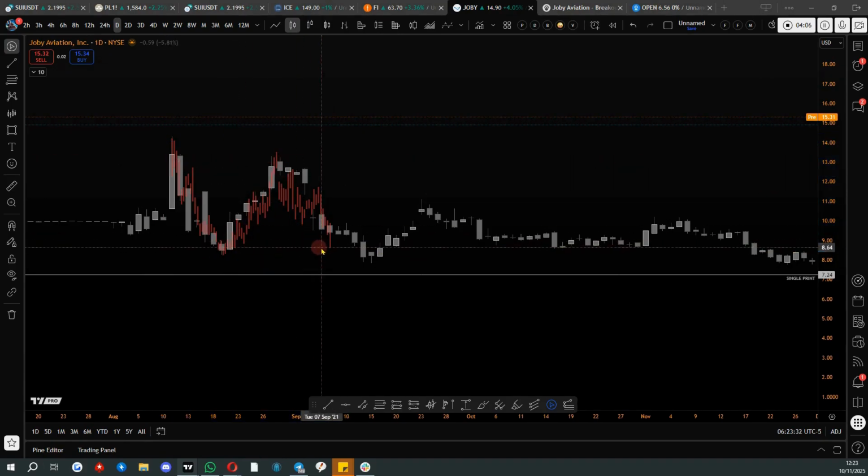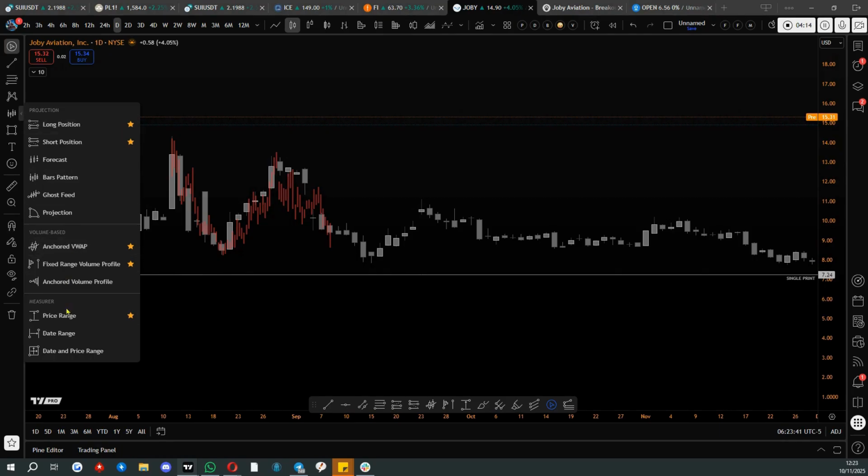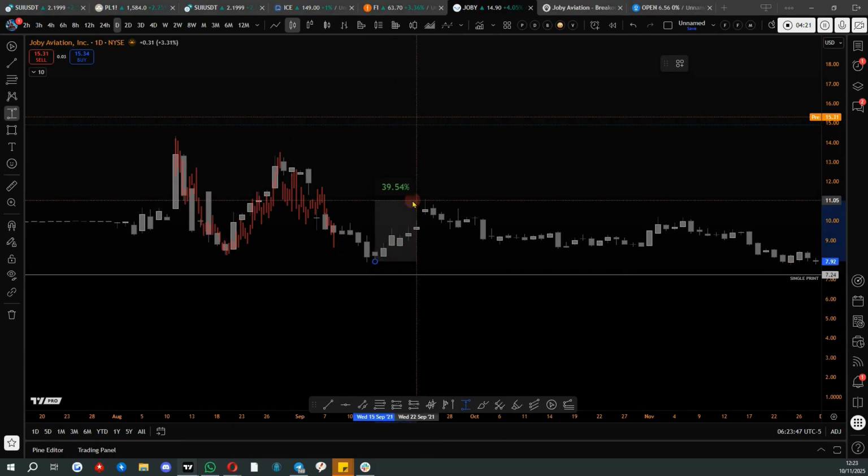It's only this bit that is slightly off, okay? But even so, this is the point. If I was to measure now, if I find the measurement tool, from this low into this high, so that would be from $7.90 into $11. That's 39%. Okay, that's a 39% move to the upside.